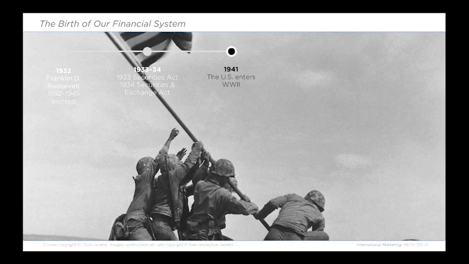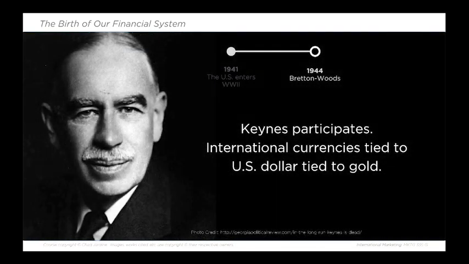Now, these policies bring a measure of stability, but near the end of FDR's presidency, the U.S. gets drawn into World War II by the attack on Pearl Harbor. This is the attack where FDR gives his famous speech stating that December 7th, 1941 is a date that will live in infamy, as he talks about the United States being attacked by the Empire of Japan. Now, fast forward to the end of the war; this actually happened before all of the war was officially over, but the writing was on the wall.